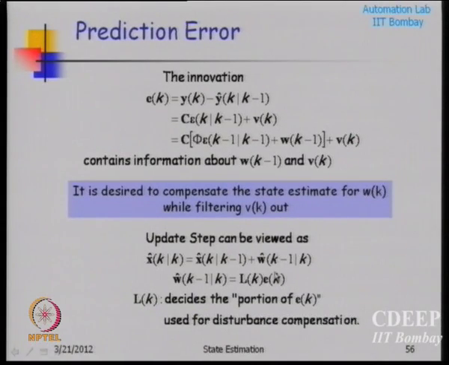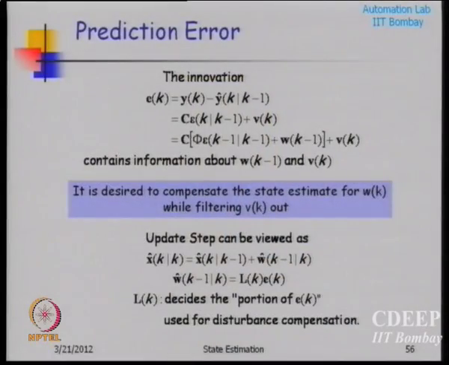Okay. This correction is gain times Ek. Ek contains the information of Wk minus 1, but it also contains Vk. So I want to multiply it by a factor. What is the role of this factor? This factor will help you to correct for Wk minus 1. It will try to filter out Vk. This is an interpretation which I am giving for what we are doing.